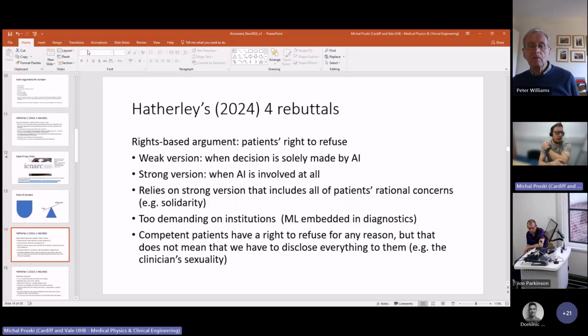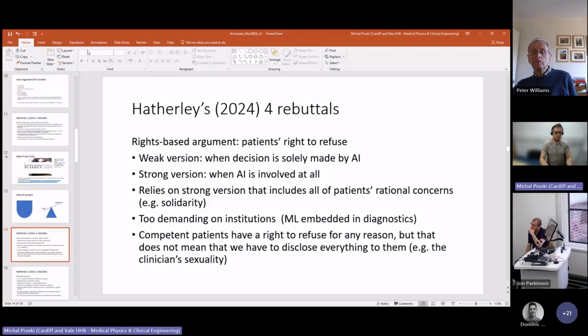Another argument that Hatherley discusses is the rights-based argument. And that focuses on the fact that there's some kind of fundamental right to refuse. And in the weak version, it requires that the decision is solely made by an AI, which we know it generally doesn't tend to be. But in the strong version, it involves just some input from an AI.